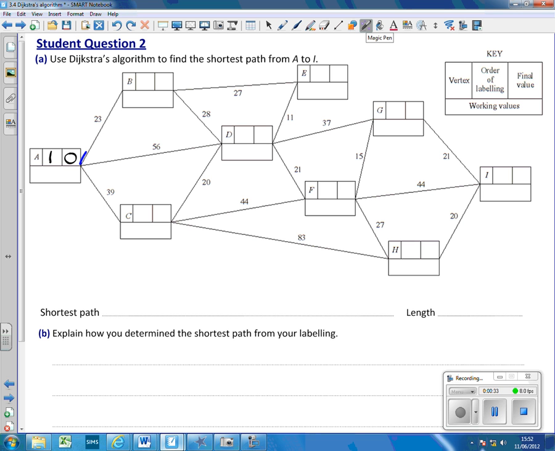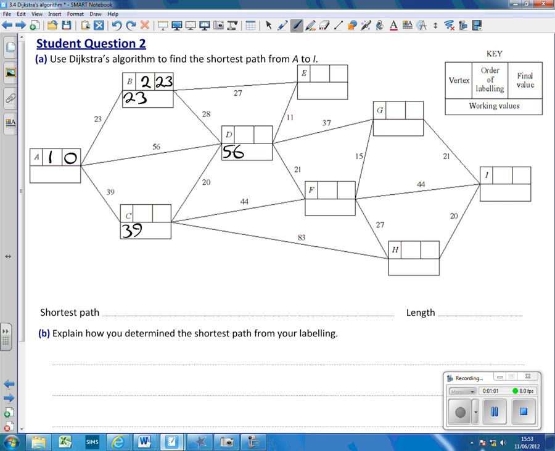We can connect to B, D, and C. We can get to B in 23, D in 56, and C in 39. Now what we do is we pick the lowest, which is of course B. So that's the second one to be added. So that goes in there. But now we've got to keep focus.